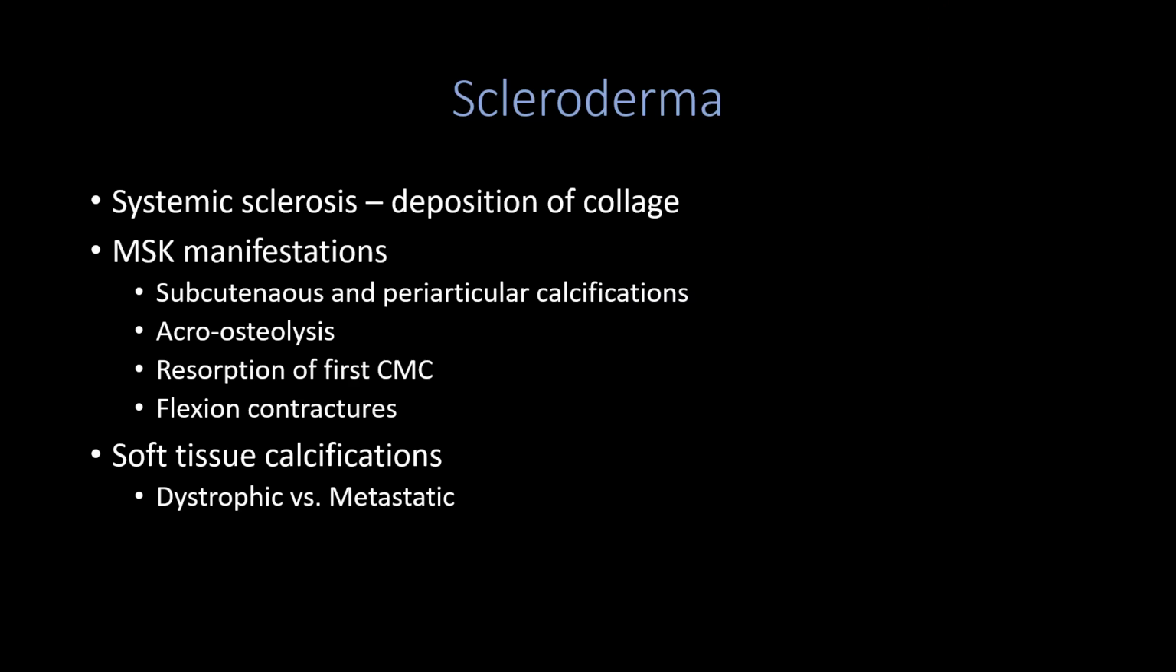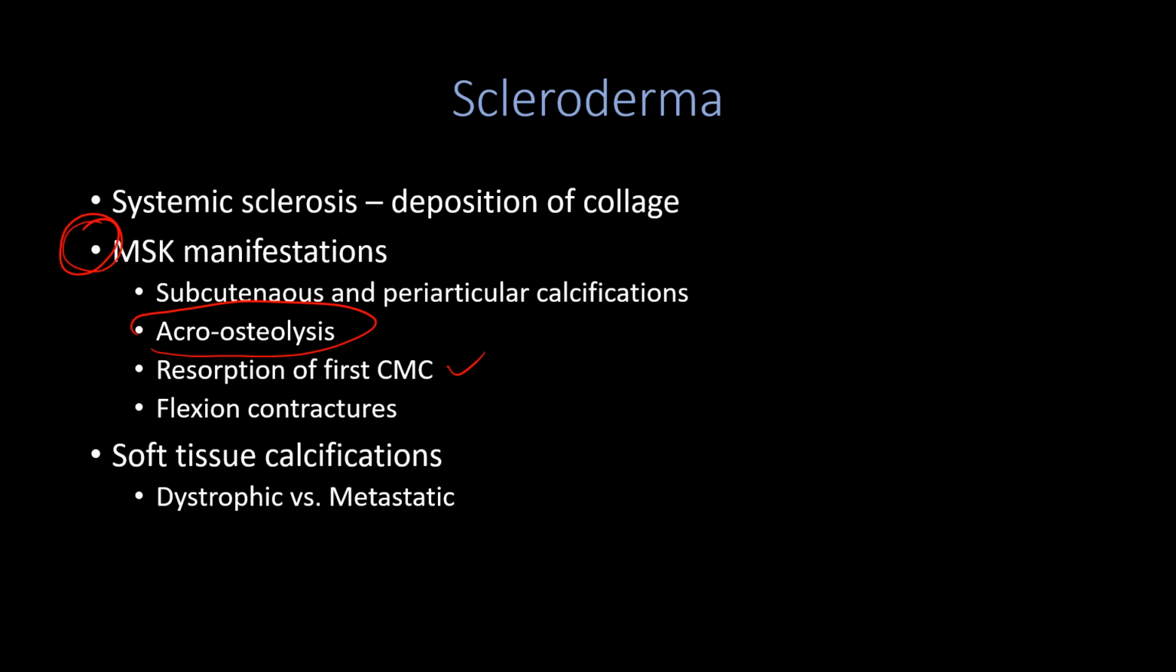So let's talk a little bit about scleroderma, systemic sclerosis, deposition of collagen all over the body. Here we're just going to talk about the MSK manifestations. So remember the subcutaneous and periarticular calcifications, not ossifications, just calcifications. You can see it around the hands and usually the appendicular skeleton, but they'll be all over the body. The acrosteolysis is due to the fibrosis and soft tissue resorption. Involvement of the first carpometacarpal articulation is common, and flexion contractures, just because of the fibrosis as well.